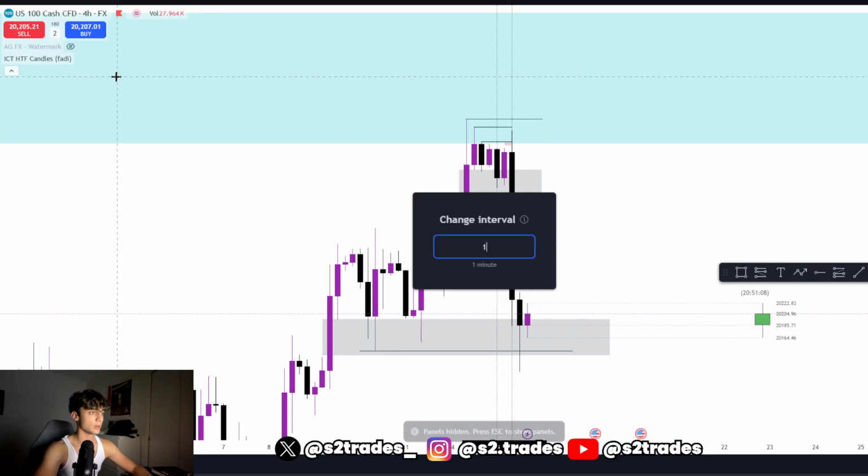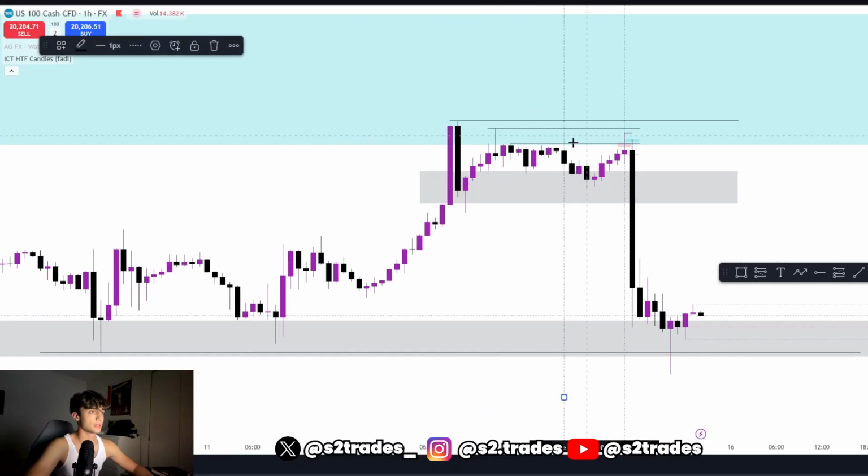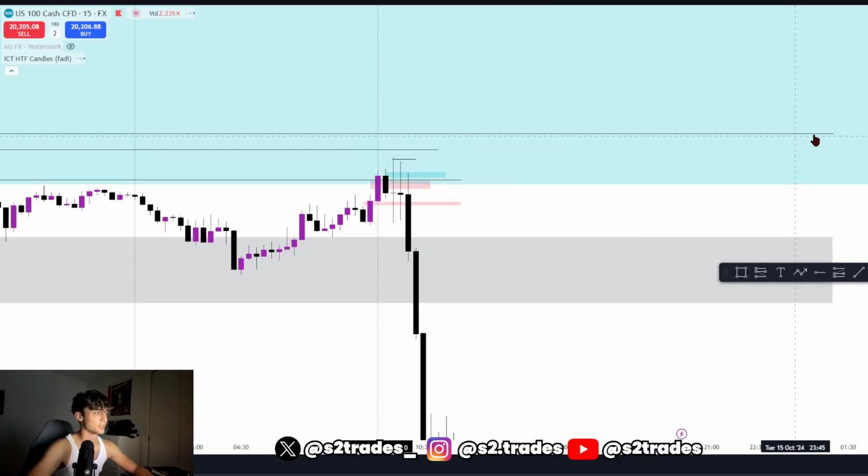Now we zoom into the 1 hour, right? So on the 1 hour, again, we mark out these highs. There's liquidity that's being swept. It's being swept. Yeah, there's no other way to put it.